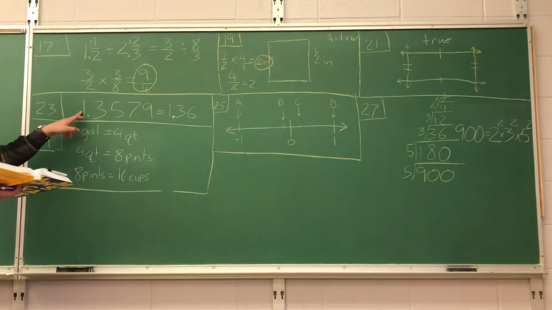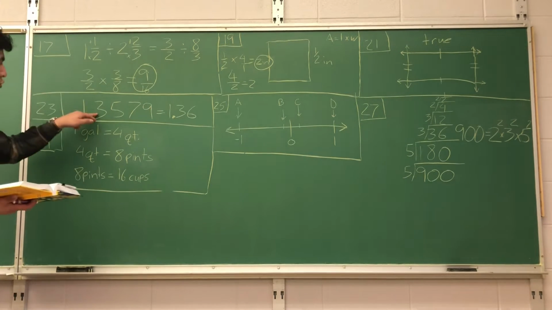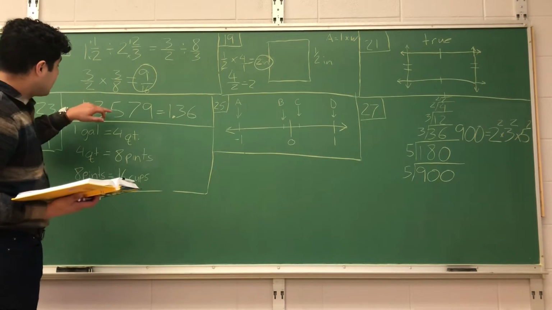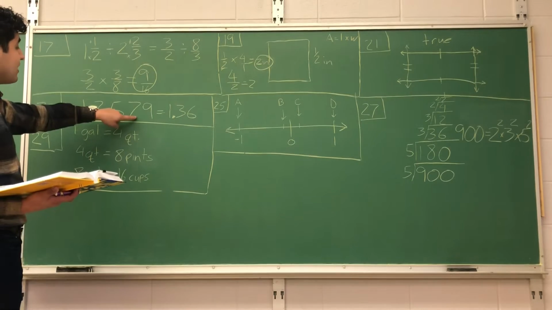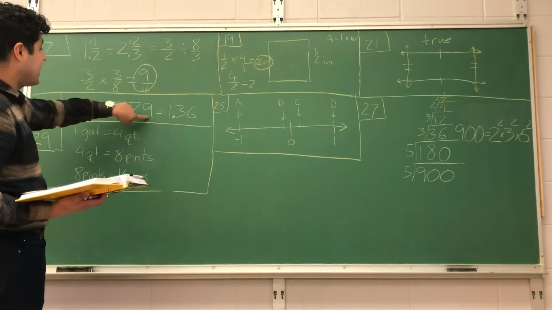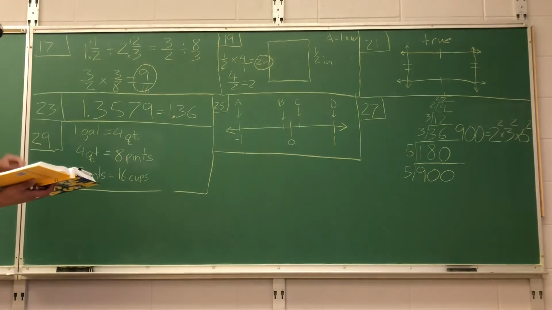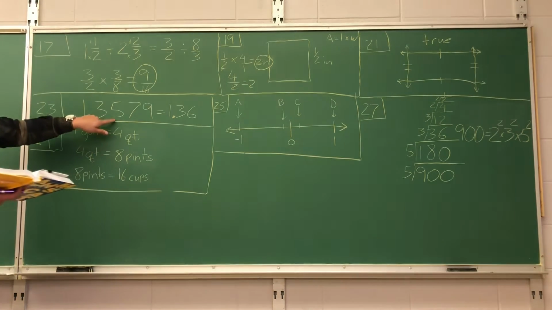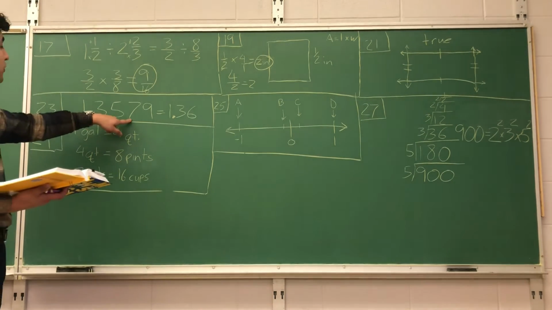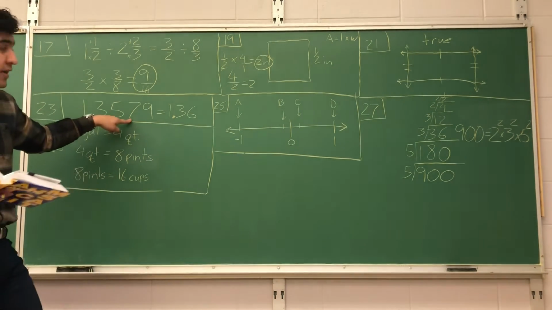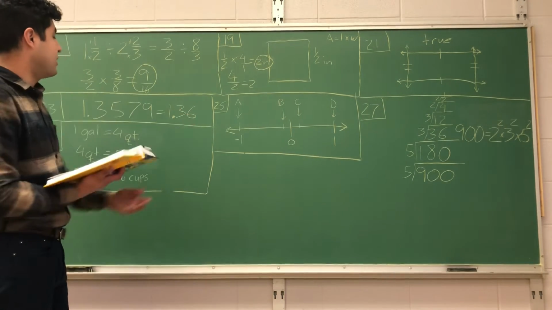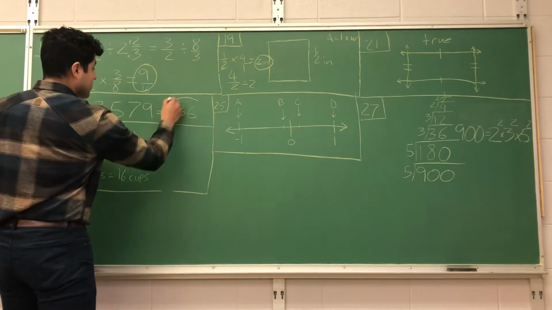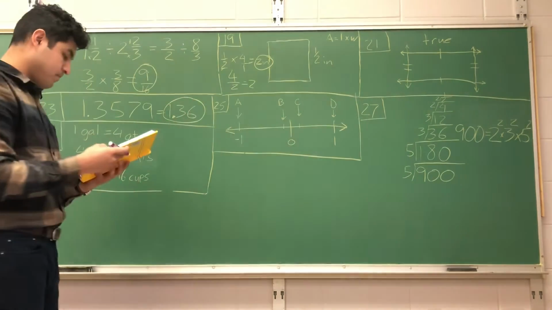Again, remember, the 1 is in the ones place, the 3 is in the tenths place, the 5 is in the hundredths place, the 7 is in the thousandths place, and the 9 is in the 10,000ths place. We are rounding to the nearest hundredths place, so we look at the number that follows it, which is a 7. It's greater than 5, so we're rounding up. Our final answer is 1.36, and we've rounded that number to the nearest hundredths place.